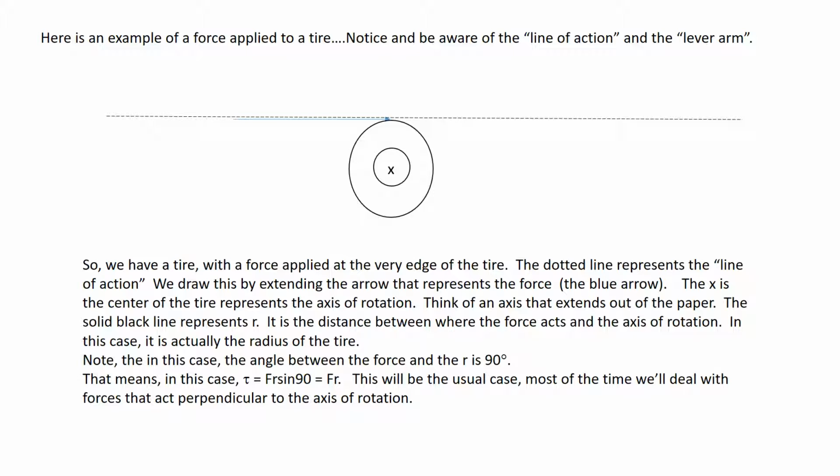This dotted line is going to be the line of action. Notice I just extended the direction of the force in both ways. I have a little black line joining the axis of rotation and the dotted line. That's what we're going to call the lever arm. In this particular case, the angle between the force and this r happens to be 90 degrees. That means my torque is going to be Fr sine of 90. Sine of 90 just happens to be 1, so it's just going to be Fr.